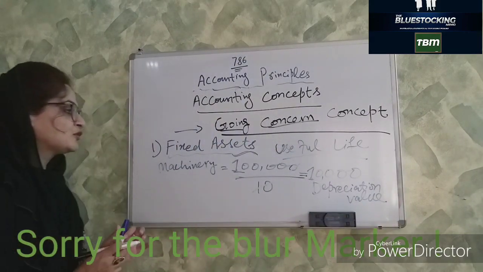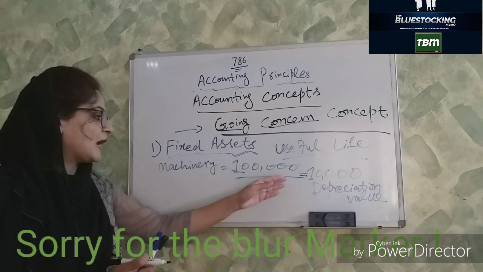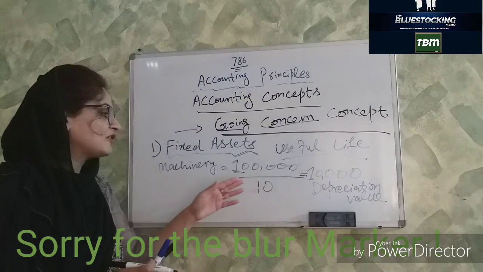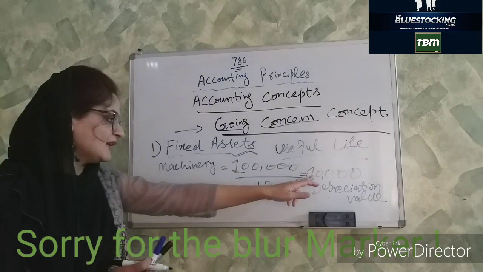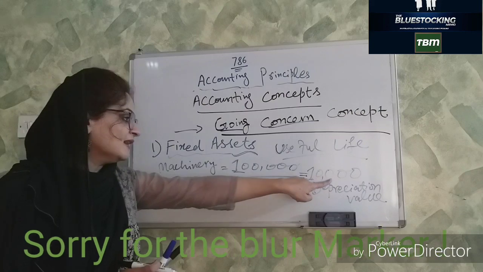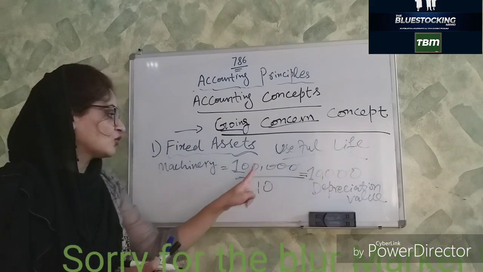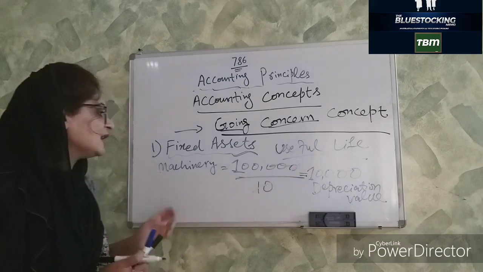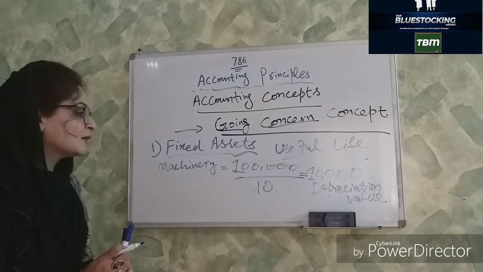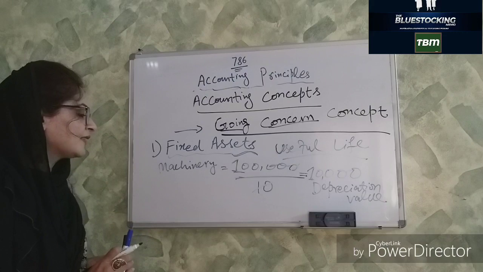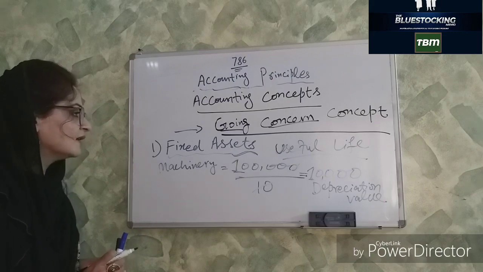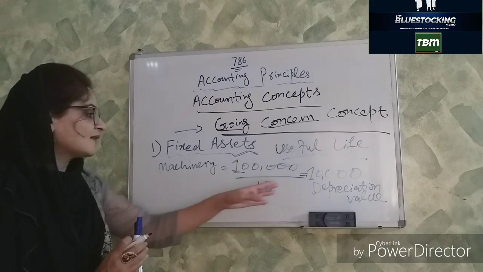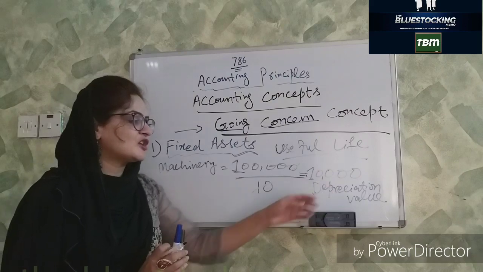And what we will do after the passage of time span of 1 year, or after passage of one accounting period, we would subtract this 10,000 from this 100,000 rupees, and the remaining would be the book value of the machinery on the next accounting period. So this is according to the straight line depreciation method.